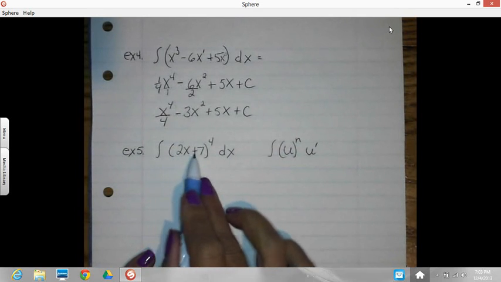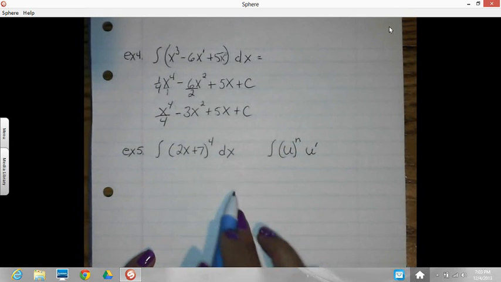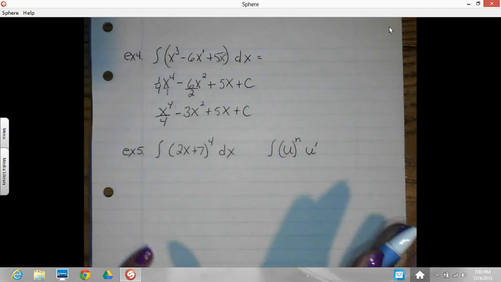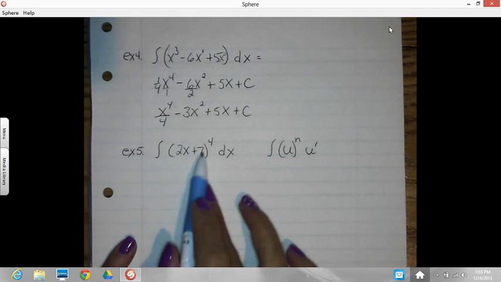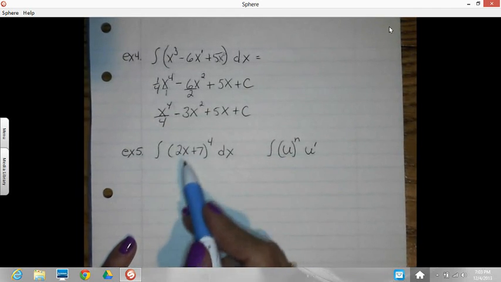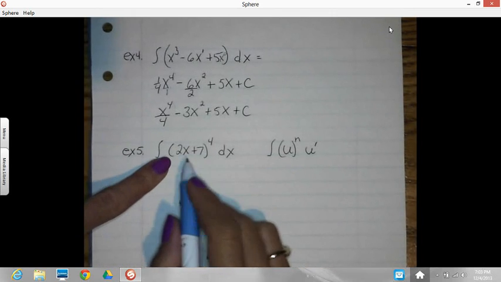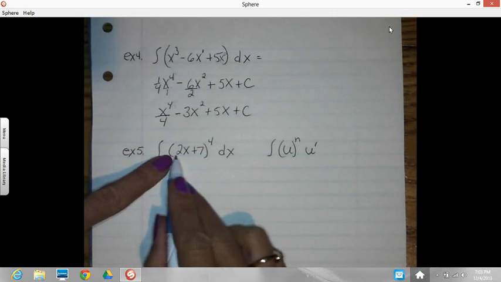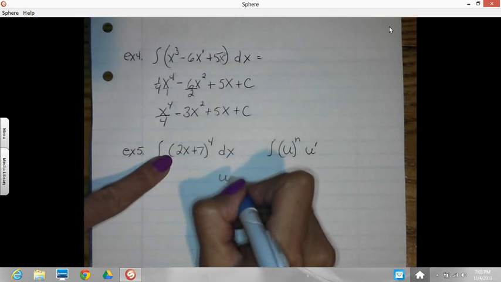I'm going to do a lot of work here, and eventually you're not going to have to do all this, but I think it's going to be a little bit better at the beginning. This is where it starts to get a little challenging. Takes some people a little longer to catch on to this. But think about u as being this whole inside. U is 2x plus 7.